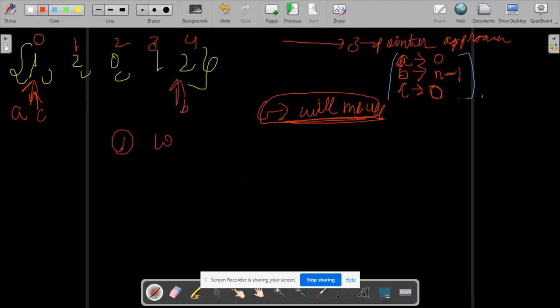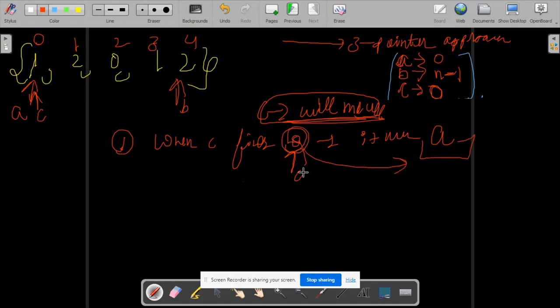First thing, whenever the C finds any zero, it will swap itself with A, because C will say, hey A, I found your number. You are the person now who is taking care of all the zeros. I told you that this C will travel in the array. A will be here, B will be here. They will be moving at some time, but C will be traversing as a whole in the array, right?